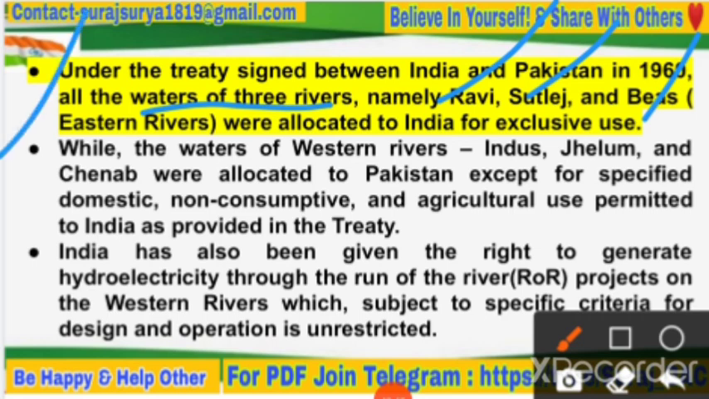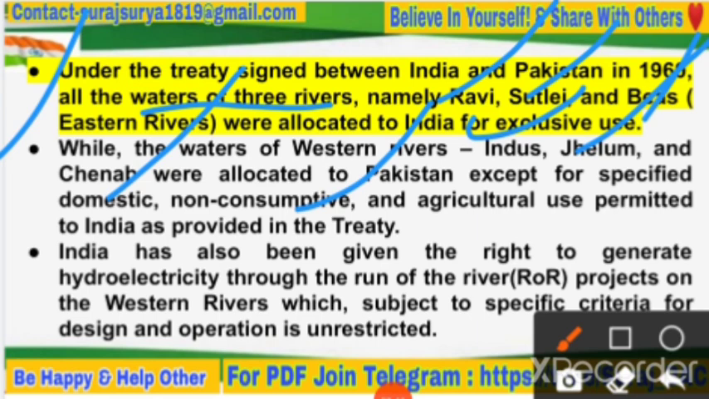On the other side, you will find the western rivers, namely Indus, Jhelum and Chenab. You can call these three main important rivers the major rivers of Jammu and Kashmir. These were allocated to Pakistan, except for specified domestic, non-consumptive and agricultural use permitted to India. Only for these purposes can you use the water of the western rivers, the Jhelum, Indus and Chenab, according to the treaty signed between India and Pakistan in 1960.